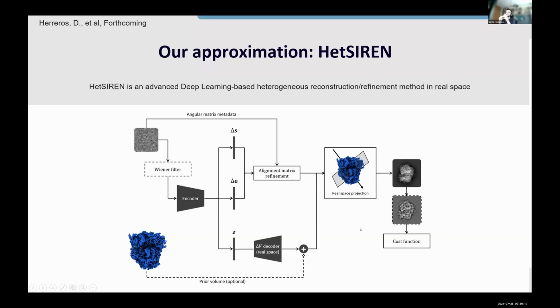So at the end, HetSIREN is based on an architecture in deep learning which is very, very common, called an autoencoder. The idea of an autoencoder is actually very, very simple. The idea is that we have some input. In this case, they are going to be images, but it could be any other input. Then we have our neural network, which at the end is a black box. We don't know what the network is going to do.